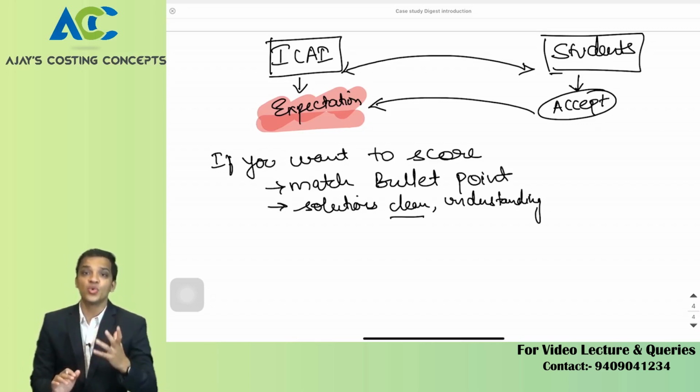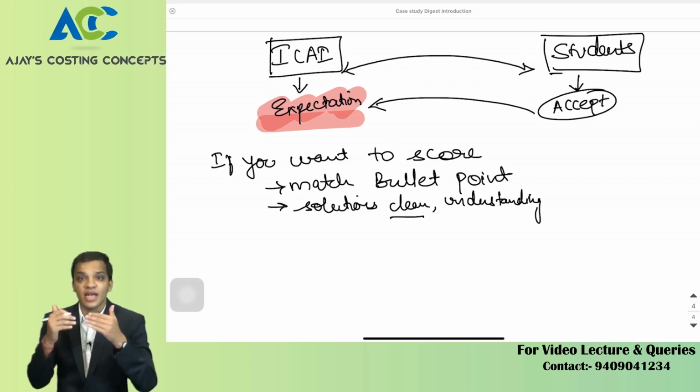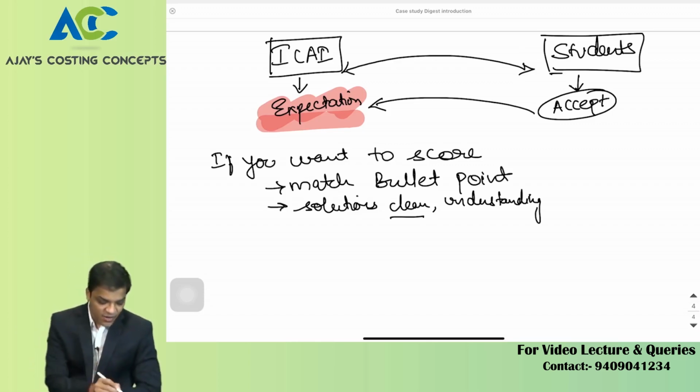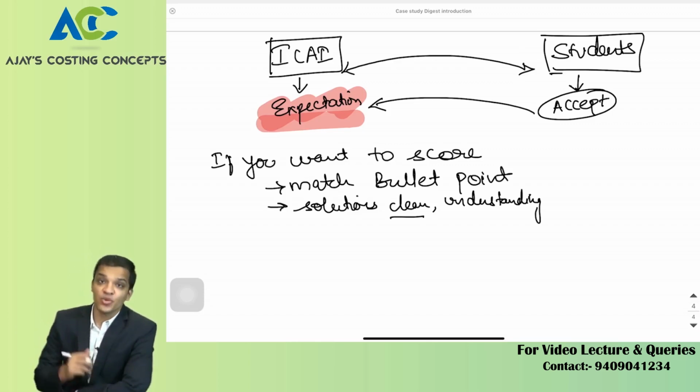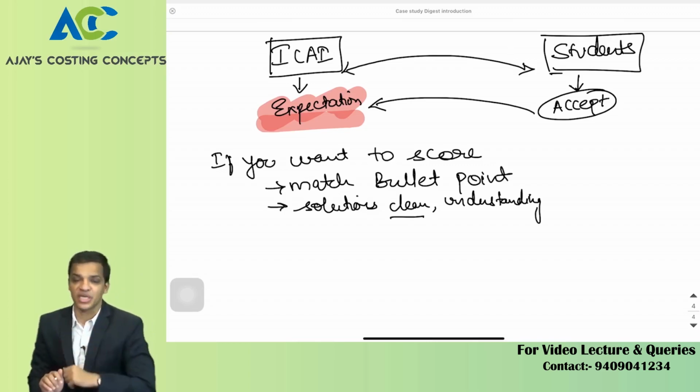Like in school days, students had a habit of underlining, marking down, writing another para, leaving one space. That kind of solution is what the institute expects. So when you are writing bullet points, you leave a line in between, or you start the new point with a new line, a new space, and that becomes a highlight point for the examiner to check. And that is what the word clean means over here.